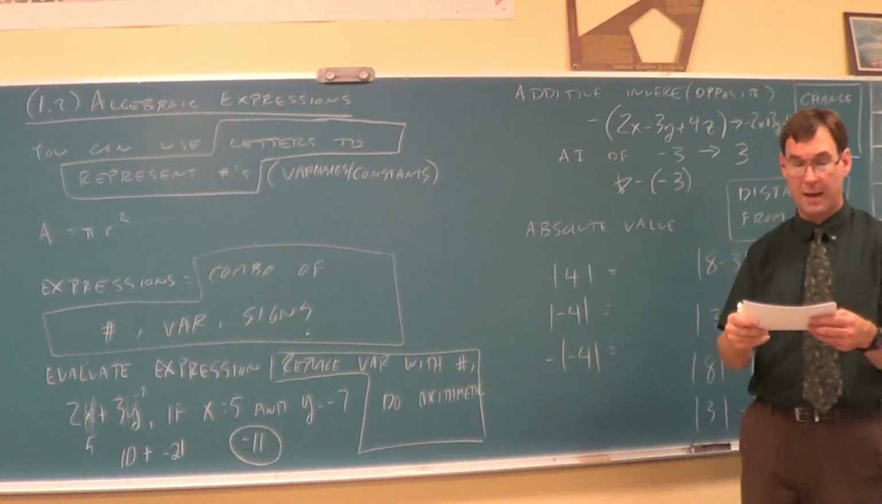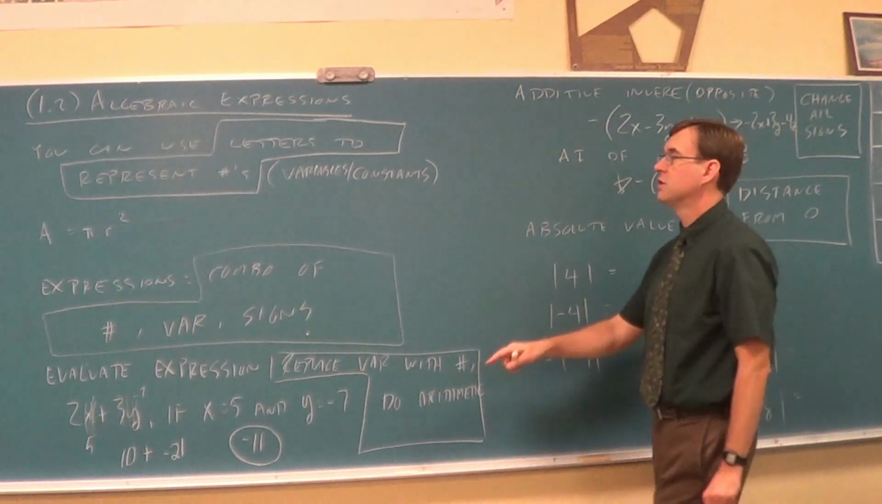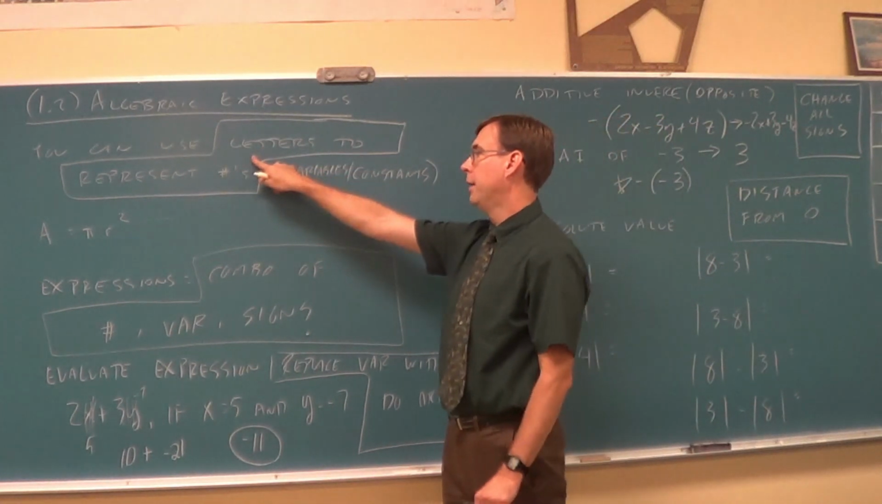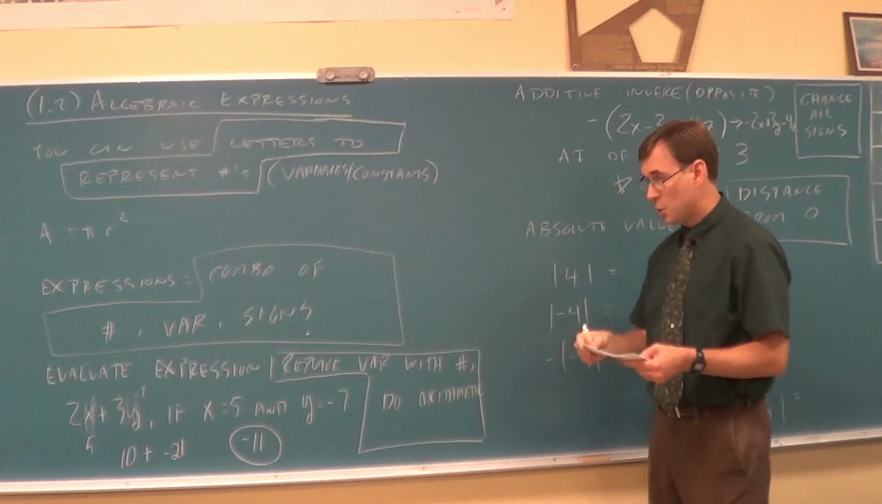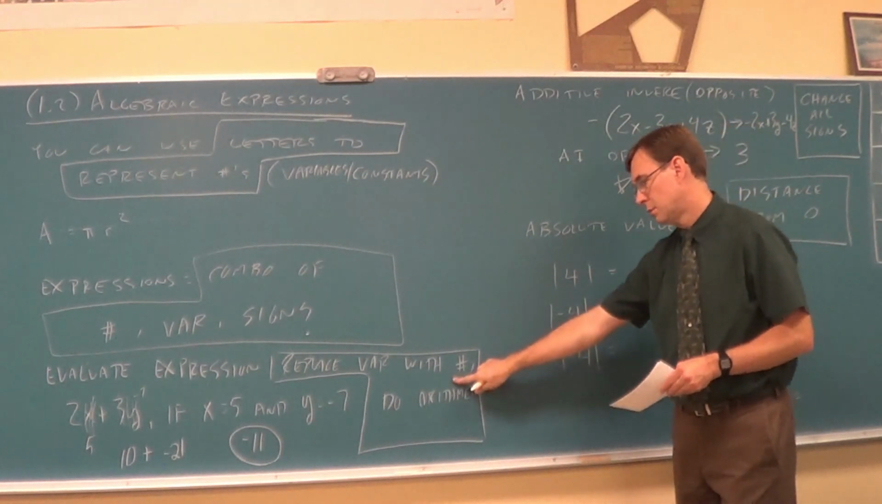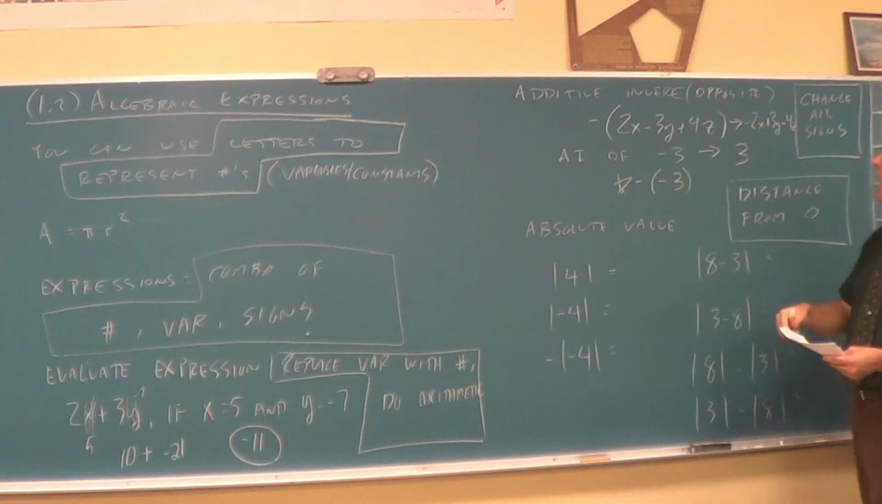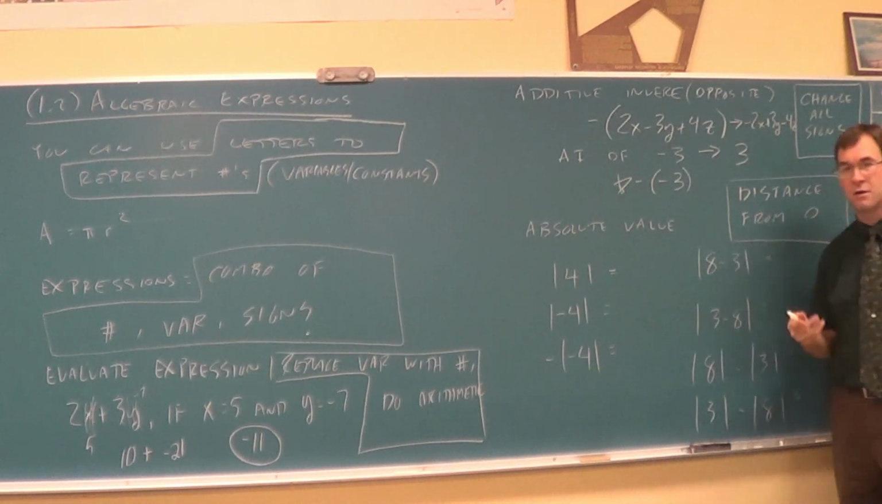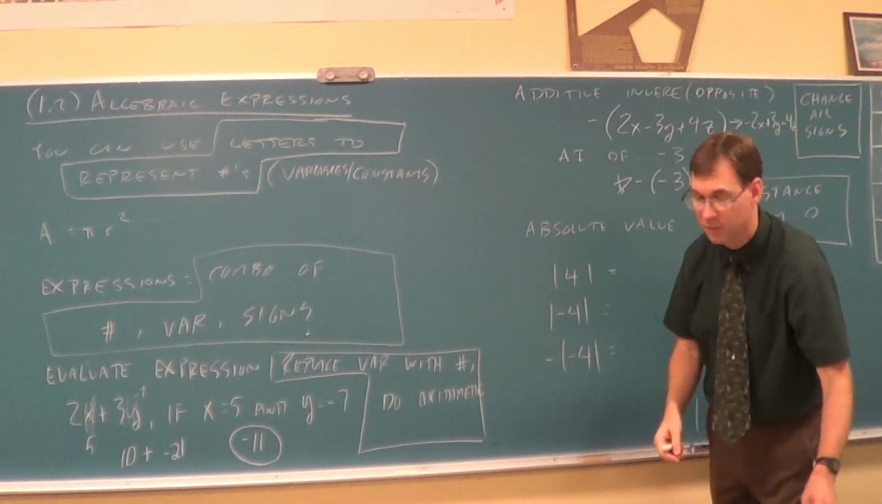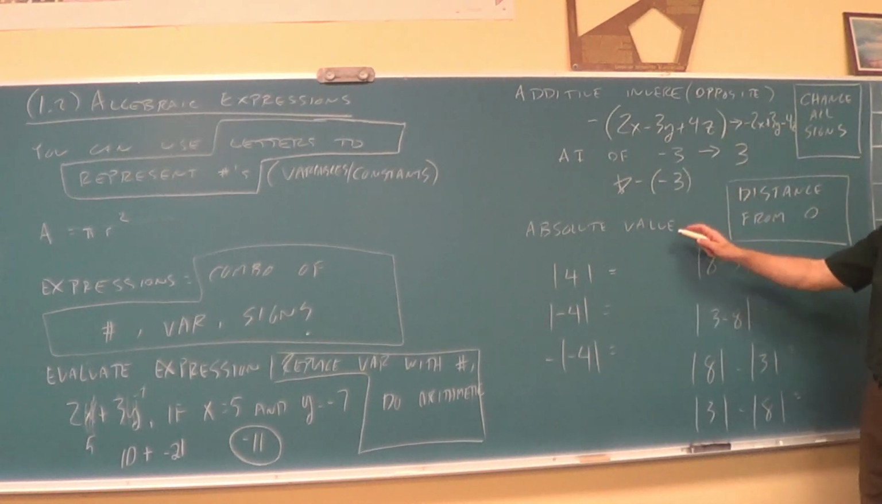So just a quick recap. Quiz looks like, what is a variable? 1. What's an expression? 2. How do you evaluate an expression? 3. How do you do an additive inverse? 4. What is the absolute value of a number? 5. You do that, you're 5 for 5. Put in some time, go 5 for 5.